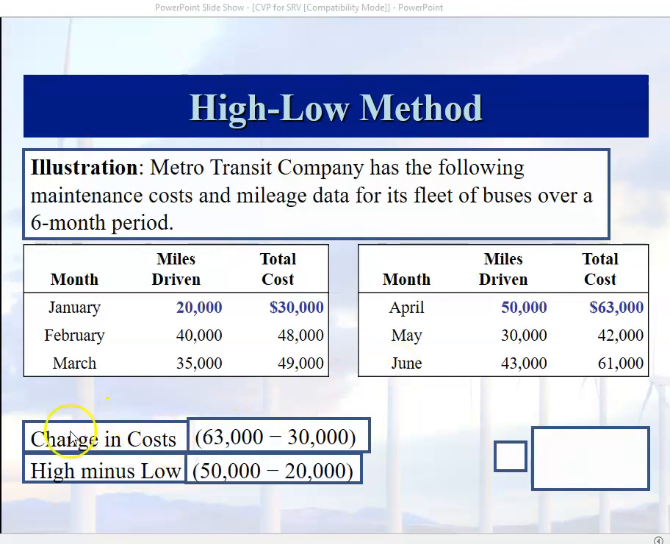So what we do is we take the cost for our high month, which is April, 63,000, and we're going to subtract from that the low month of January. That gives us 63,000 minus 30,000, and we're also going to take, in this case, miles driven, our high mileage of 50,000, subtract from that our low mileage of 20,000. And if we do that, we get an equation of $33,000 over 30,000 miles. If we execute this equation out in full, we come up with a variable cost of $1.10 per unit, or per mile driven in this case, okay?